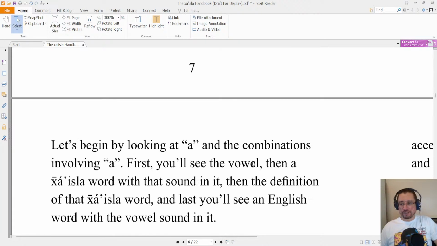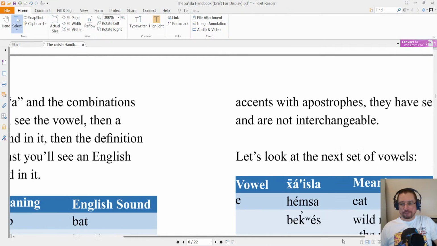I lost my place here. Something happened with my mouse there for a minute.